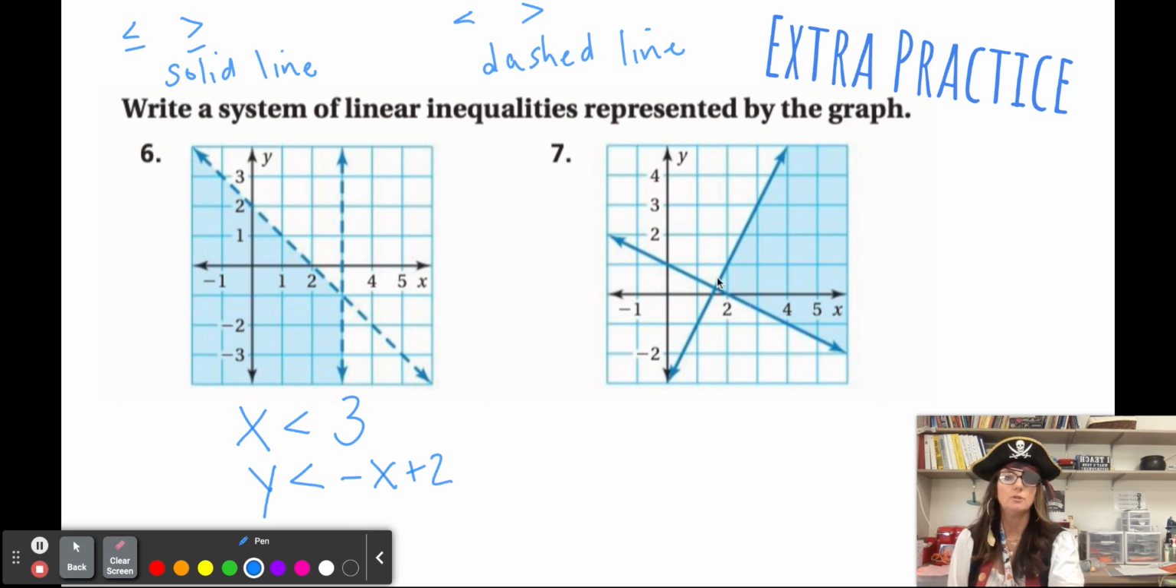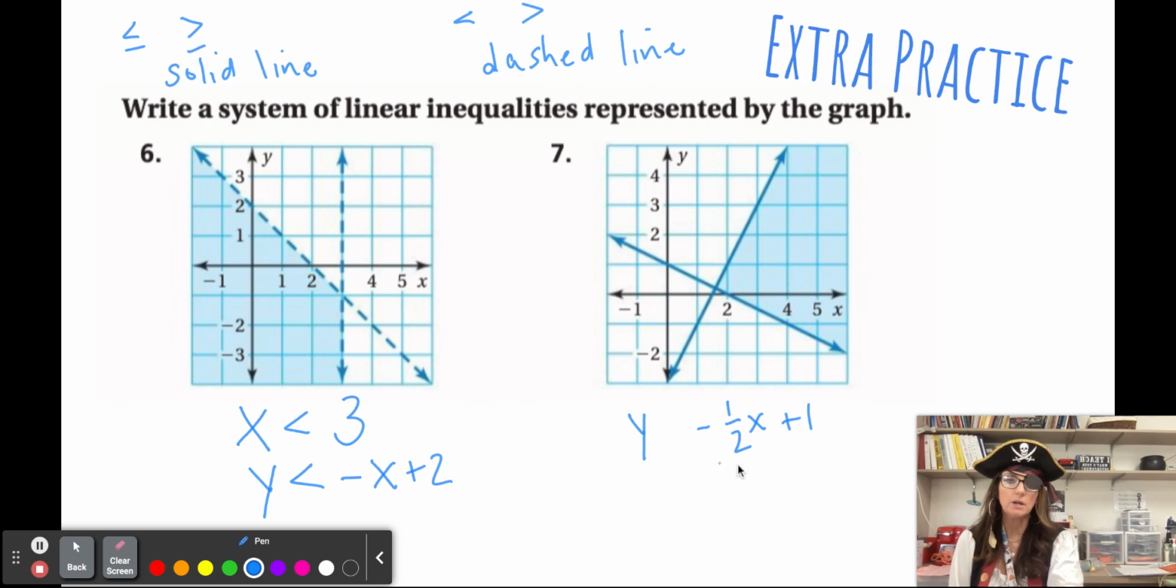Okay, here we have two solid lines. So we know we're going to be working with greater than or equal to, less than or equal to. So first, let's look at this line. We're going to do a y-intercept of 1, and then the slope is down 1 over 2, so it's a negative 1/2. So y equals negative 1/2 x plus 1. All right, now it's shaded above that. So my guess is greater than or equal to.